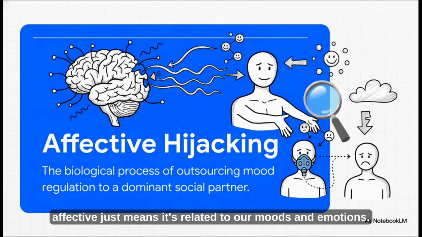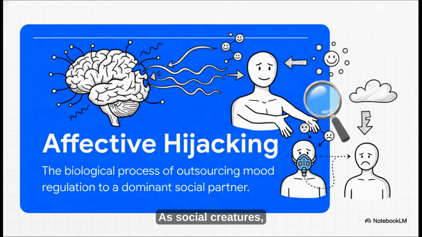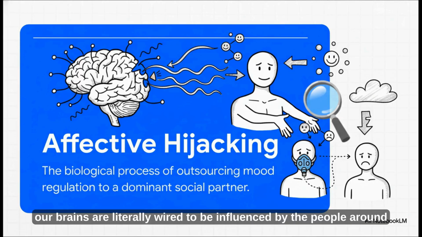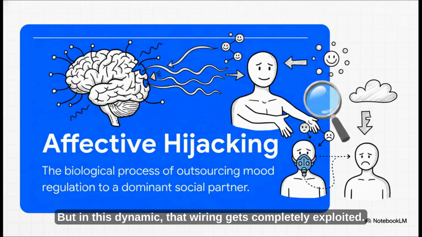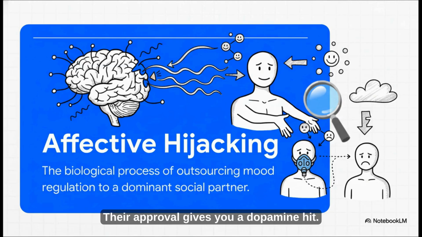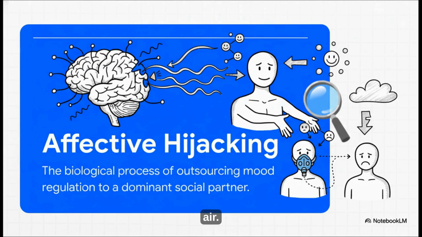On a biological level, this works through something called affective hijacking. Affective just means it's related to our moods and emotions. As social creatures, our brains are literally wired to be influenced by the people around us. But in this dynamic, that wiring gets completely exploited. Our mood regulation system gets outsourced to the controller. Their approval gives you a dopamine hit. Their disapproval feels like a genuine physiological threat. It makes their validation feel as essential as air.